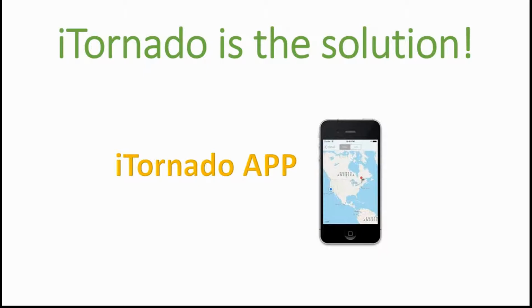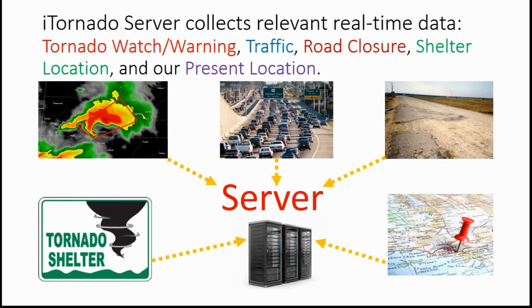Our solution: the iTornado app. This app and demo were created using C#, SQL Spatial Database, and Worldwide Telescope. The iTornado server collects relevant real-time data, like the tornado watch and warning data from the National Weather Service, traffic, any road closures, any shelter locations, and of course, our present location.